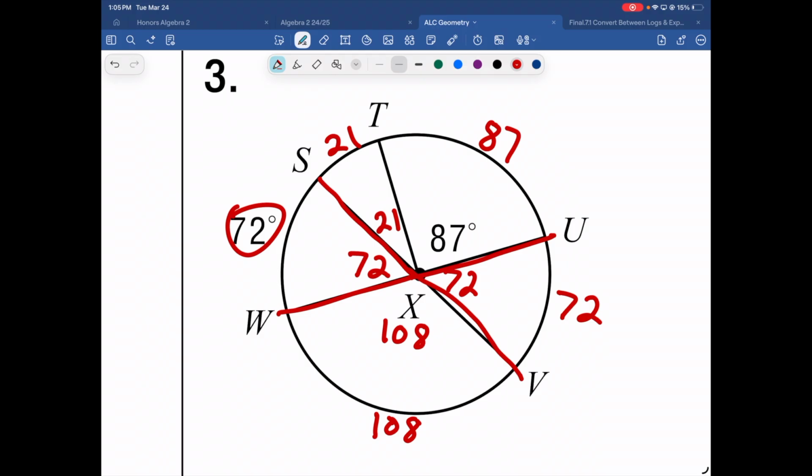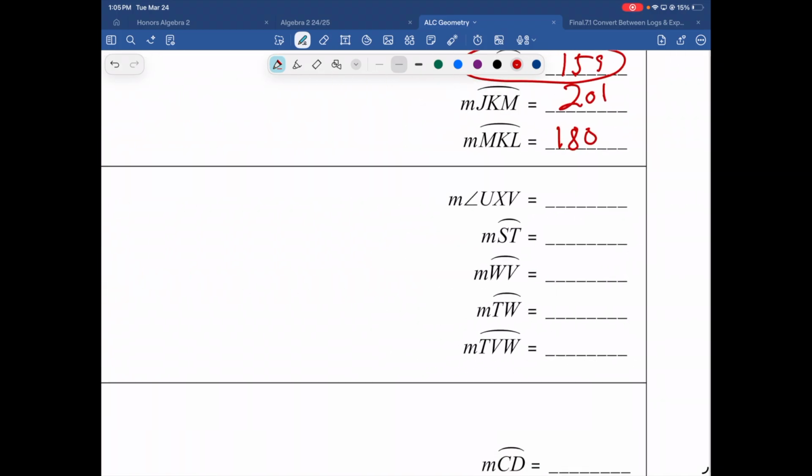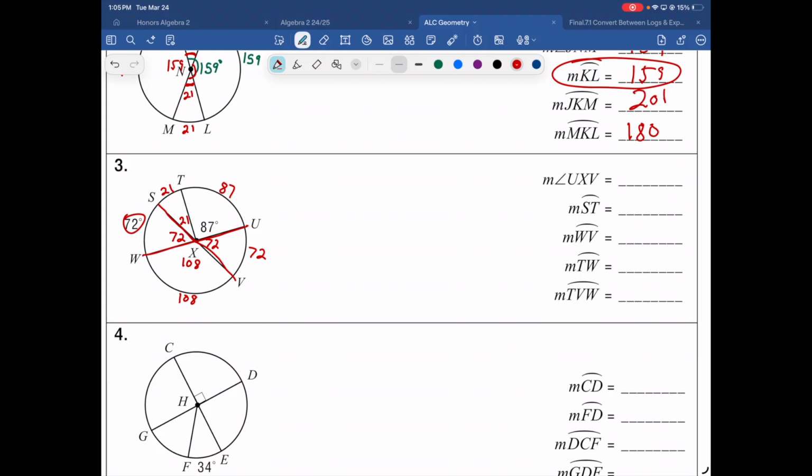We've got all that filled out. It's not junk, it's good stuff, but now we answer the questions. I got to zoom out here a little bit. So I'm going to take my pen. So I've got U, X, V. What's the measure of UXV? 72.